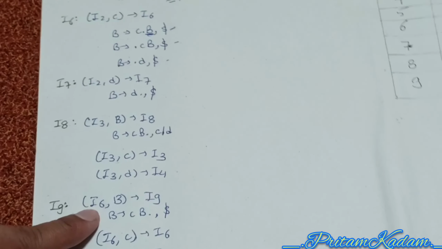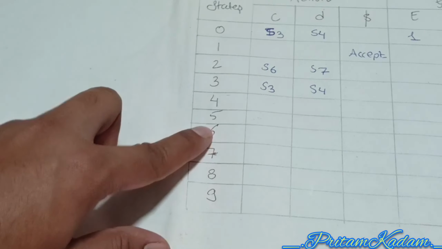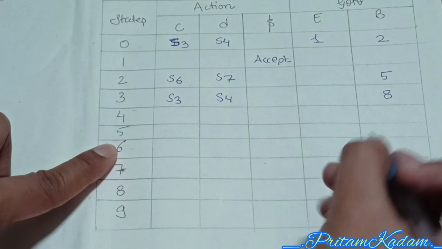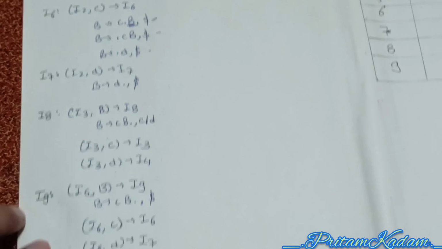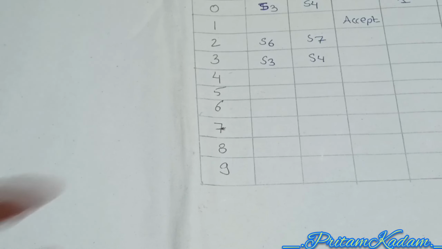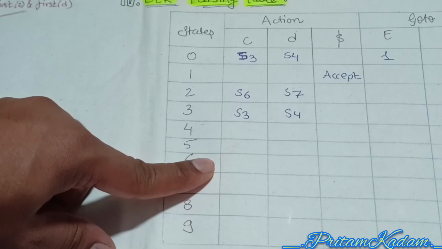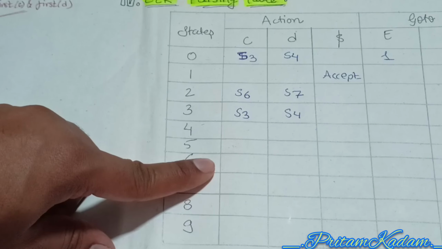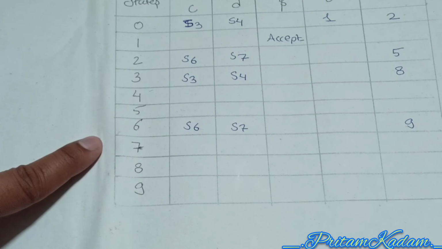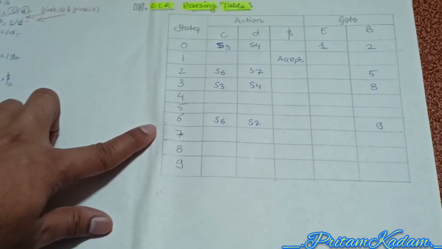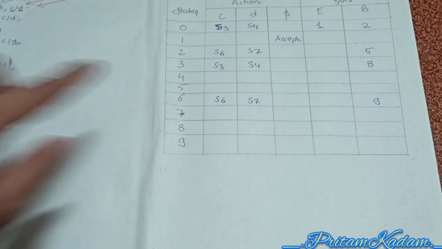Okay. So next production, on passing B in I6 we got the I9. So I will write 9 over here. Now on passing C in I6 I got the I6 only. So in 6 under C I will write S6. Okay. S6. Now on passing D in I6 I got the I7 state. So in 6 D I will write S7. Okay. So we have completed the shift entries. Now we will proceed ahead for the reduce entries.